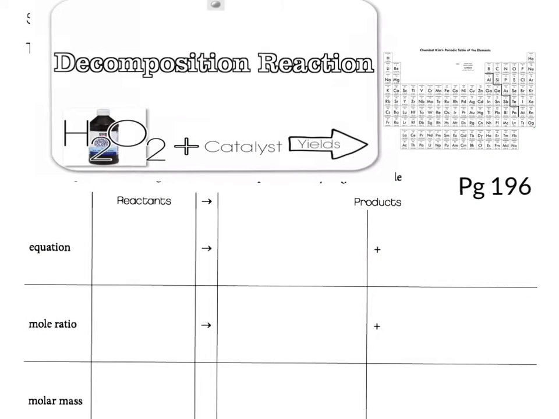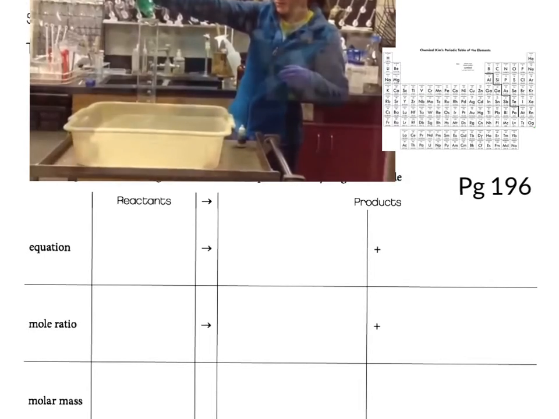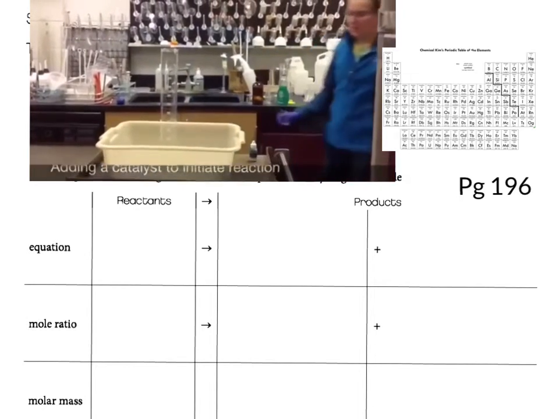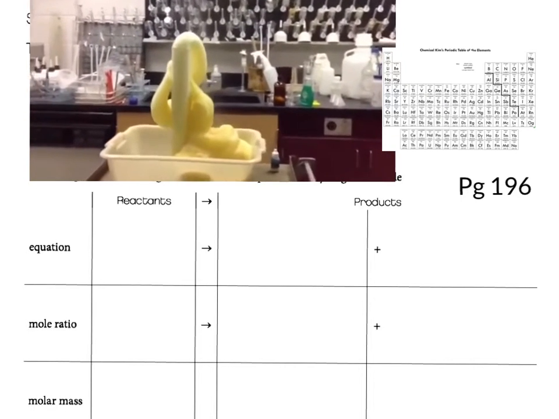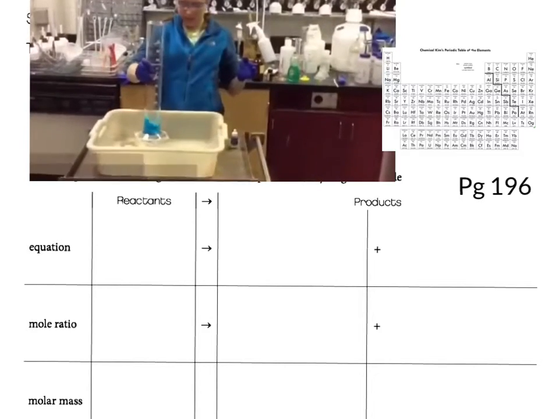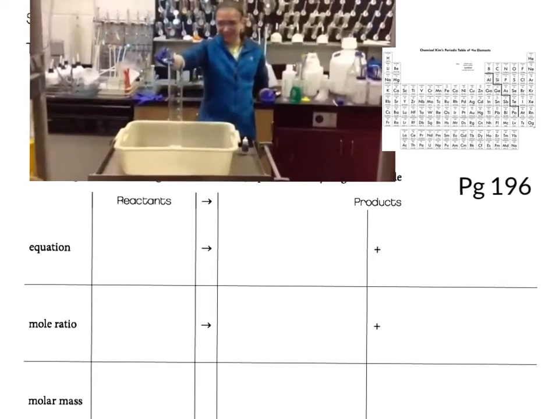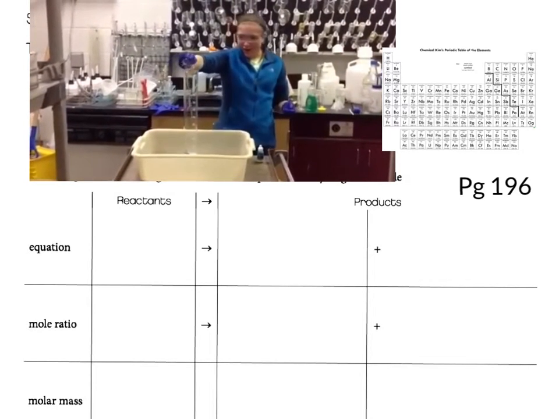This is another example of a decomposition reaction, but in this case it's going to be hydrogen peroxide. And it's a pretty interesting reaction because hydrogen peroxide decomposes so quickly. And when you add a catalyst, and in the case that you're seeing, sodium iodide is being added, the catalyst doesn't change in the reaction, it just helps initiate the reaction. It produces a gas, it actually produces 2 gases. So we're going to write out that equation. And if you want to follow along, this is on page 196.